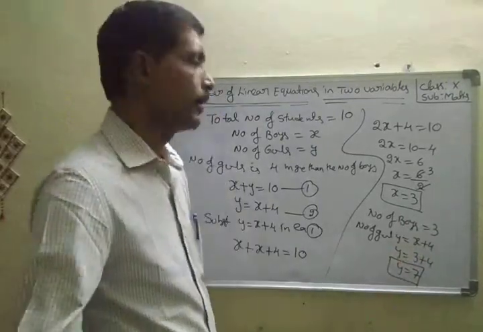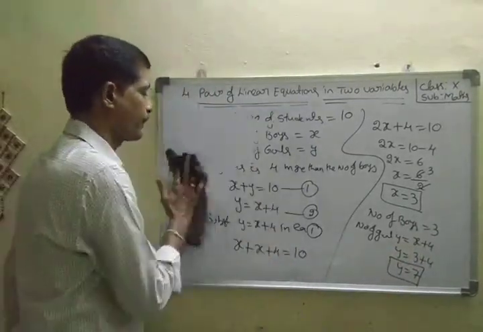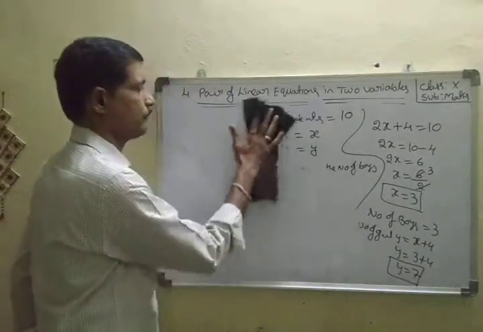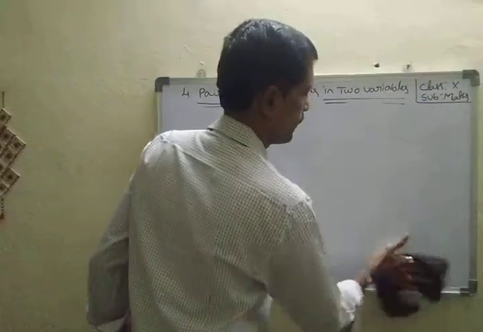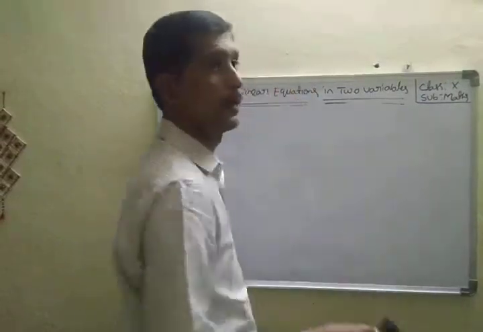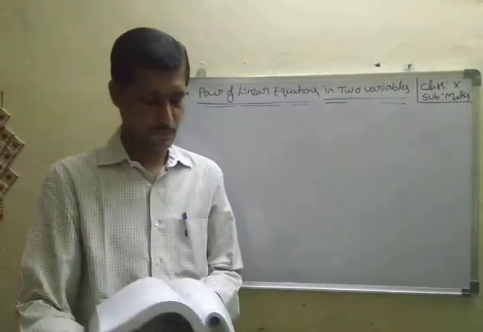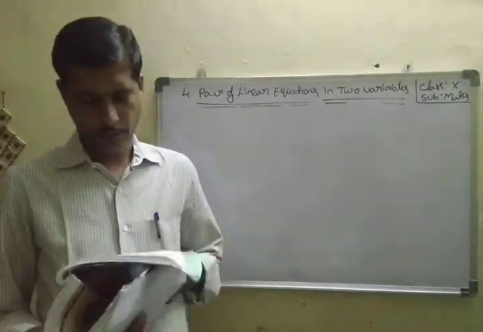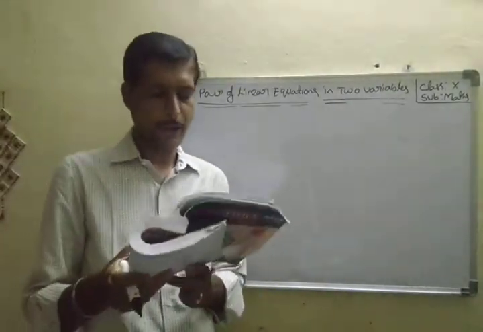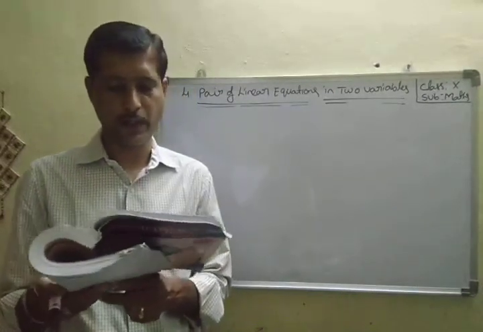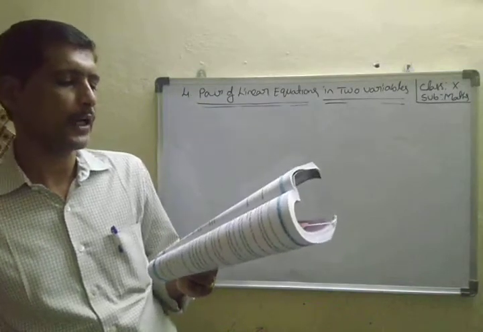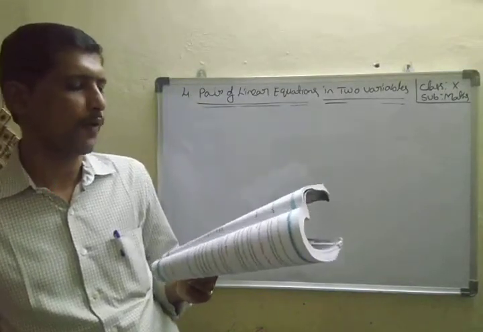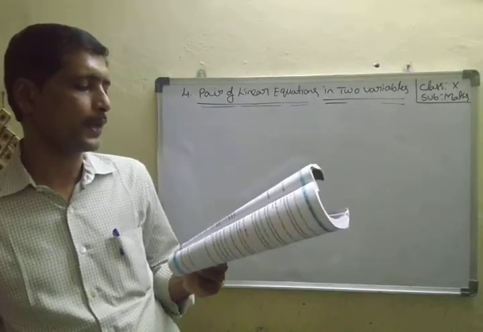Okay. Next one is one more question. Here 5 pencils and 7 pens together cost 50 rupees, whereas 7 pencils and 5 pens together cost 46 rupees. Find the cost of one pencil.